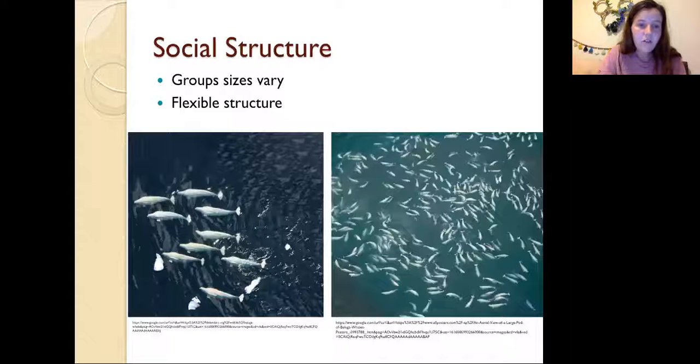Okay. Their social structure is pretty unique, so you can find groups of 100 or more, or you can find smaller groups, sometimes even under 10 whales. They have a really flexible structure. With killer whales, you see that they're very tied to their maternal pod, the one that they're born in, and they typically don't leave. But with belugas, they'll move back and forth between pods. So they don't really have strong ties with their pods.